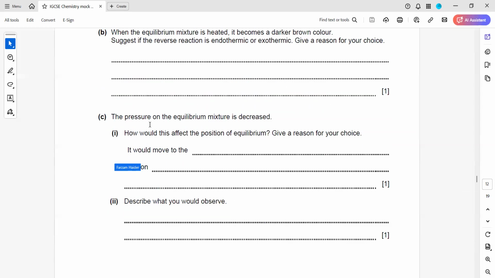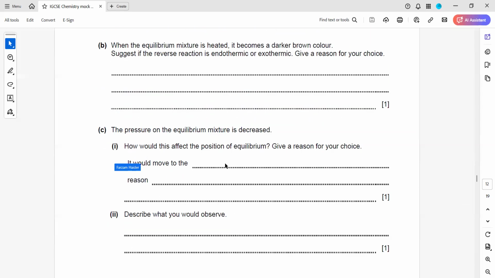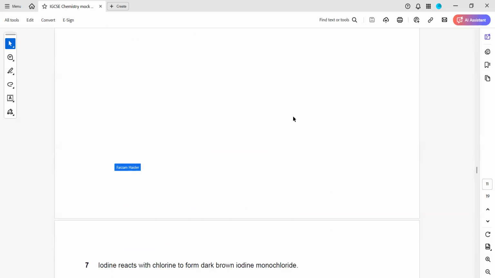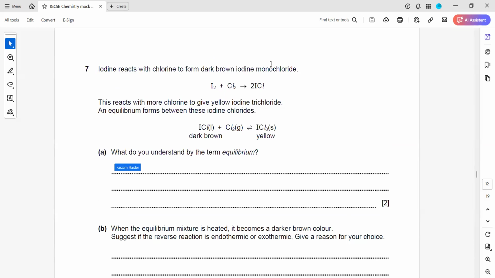Look, you have to understand the position of equilibrium, where you are shifting the balance. So where the balance is shifting, if you see the balance is shifting towards the left hand side, so it will form a dark brown liquid.